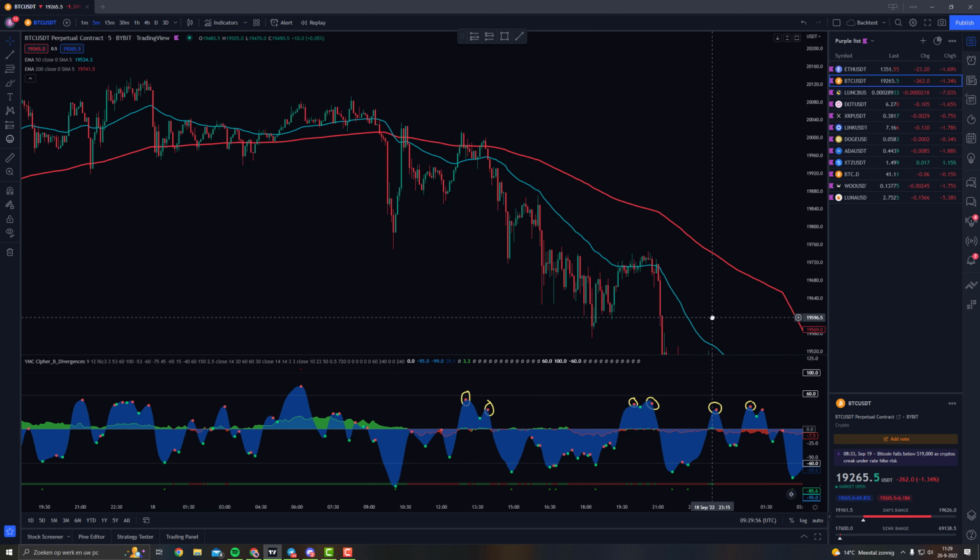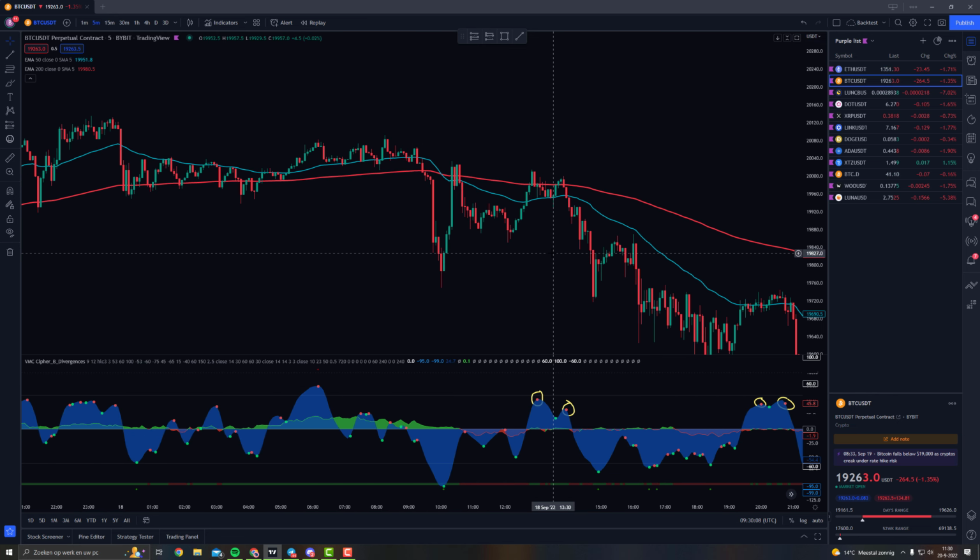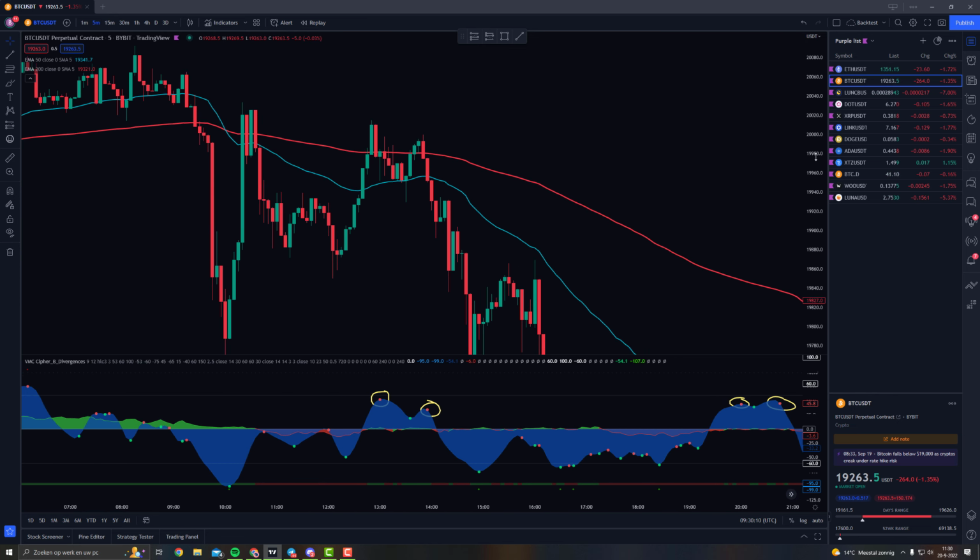My advice is to take around a maximum of 4 or 5 trades after a golden or a death cross, because the trend is going to be weaker in the end and you will get stopped out more often.